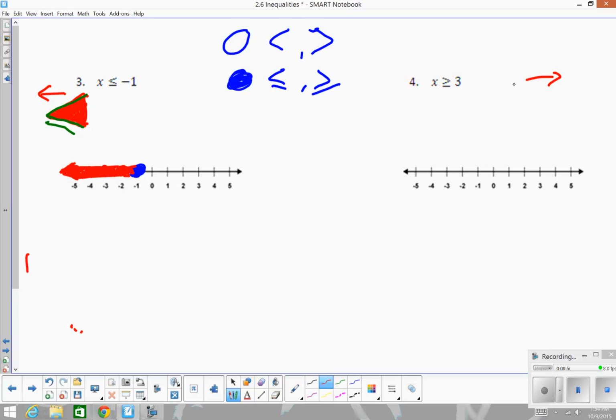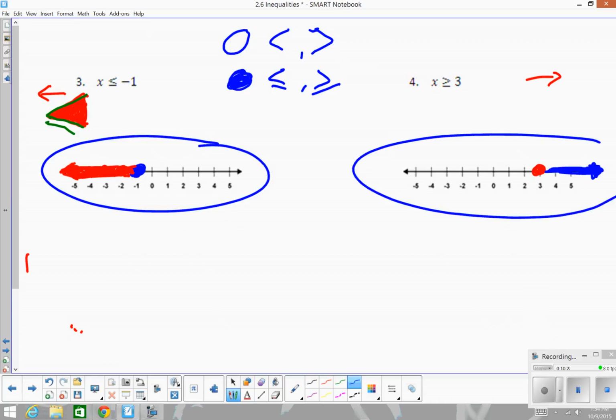So here, what value am I looking for? 3. Open or closed circle? It has a line under it, so it's going to be solid. Oh, it's the wrong value, Mr. Green. So it's going to be 3. Good. And you're going to shade down to the right. It's going to look something like that. Okay, awesome. So these are examples of what your answers are going to look like. You're going to solve and get something like that, and then you're going to graph looking something like that.